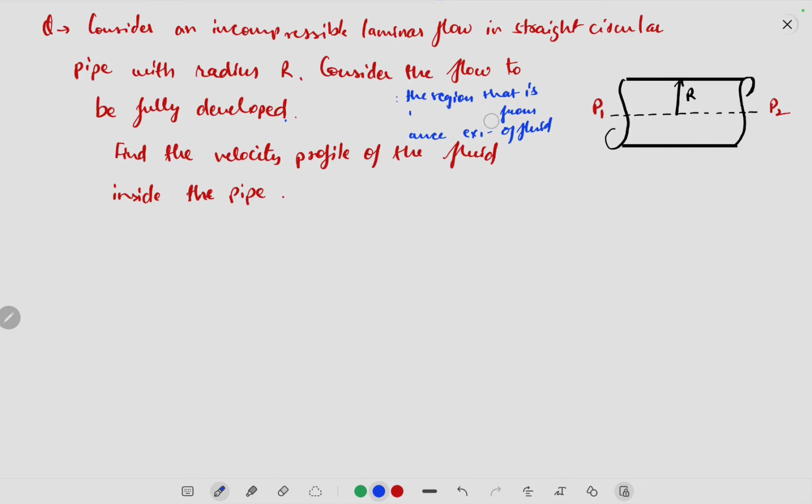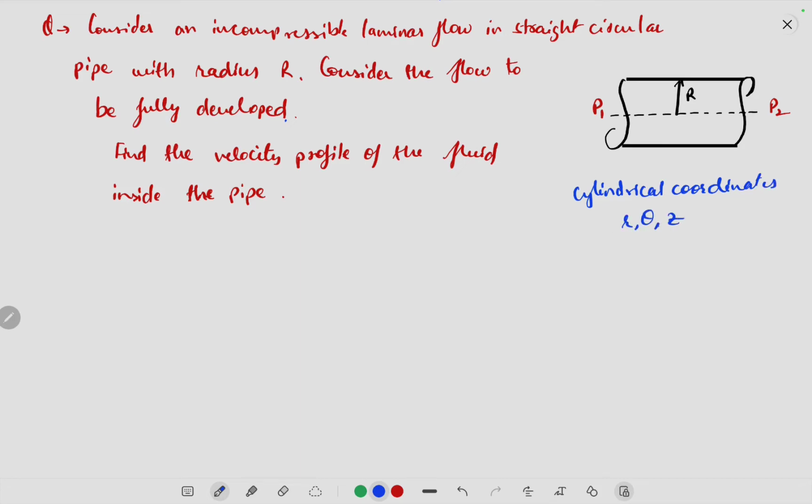So now let's focus on the problem that we are given. So we want to find a velocity profile of the fluid inside this pipe, and this is a pressure driven flow, and the walls of the pipe are stationary. Okay, now since there is a cylindrical symmetry in this problem, we should better consider the cylindrical coordinates and not the Cartesian coordinates, right? The cylindrical coordinates are r, theta and z.